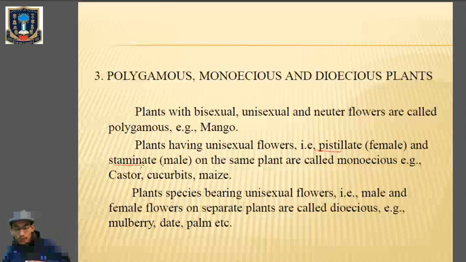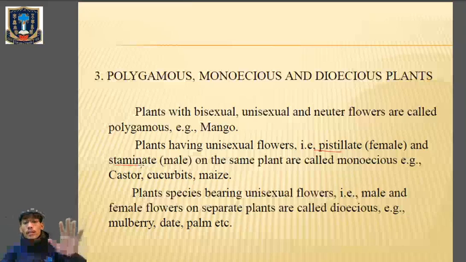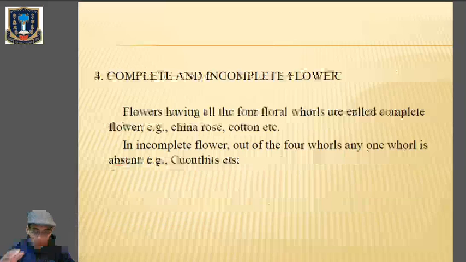And if the male and the female sex organs are present on the same plant, we will call it a monoecious plant. But if the male and the female sex organs are present on separate plants, then we will call it a dioecious plant. Examples are mulberry, date, and palm. Clear? So don't get confused between monoecious and dioecious plants.